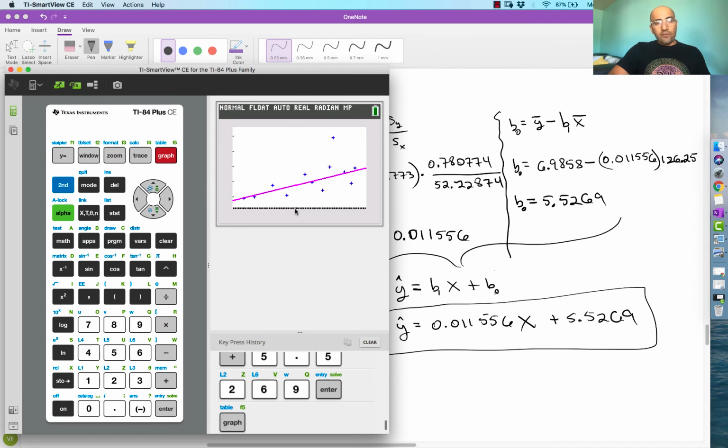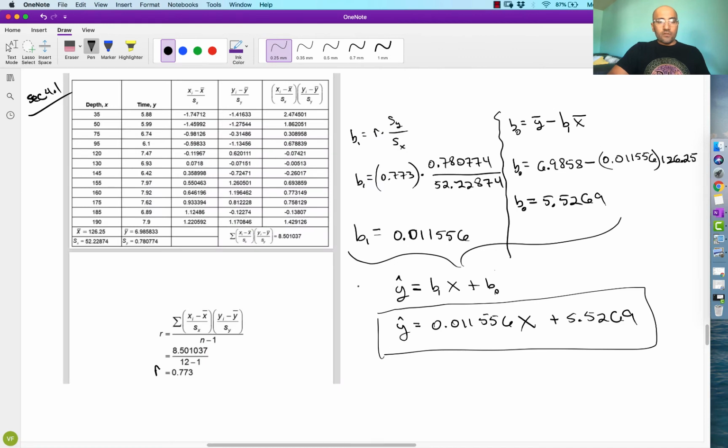So if a new value is recorded, say here, what's my best guess for how long it's going to take to drill an additional 5 feet? Well, my best guess is going to be the value of that line, right? That line is going to be my very best guess for any new ordered pairs that we input. Good.